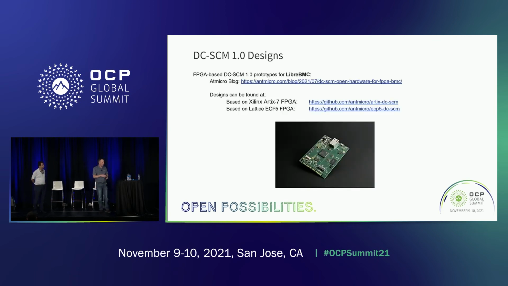Now, I like this slide because this shows that what has happened, and one of the advantages in creating a modular ecosystem, is that we're removing barriers to entry. So this is a DC-SCM card created as part of Libre BMC, Libre being French for free. You can find this design on GitHub. It's an FPGA-based card. It's an innovation in management.